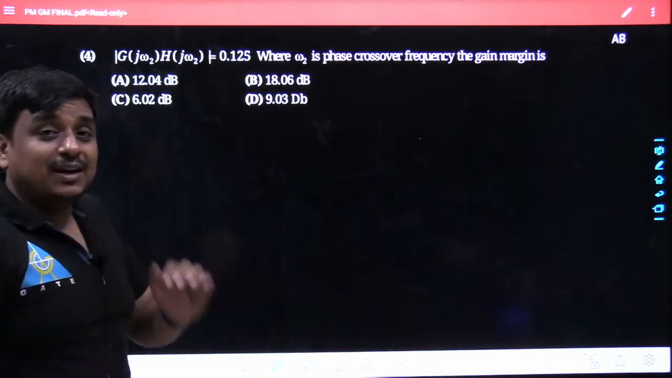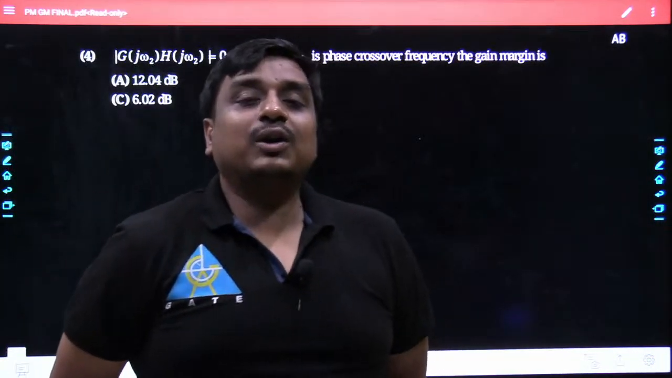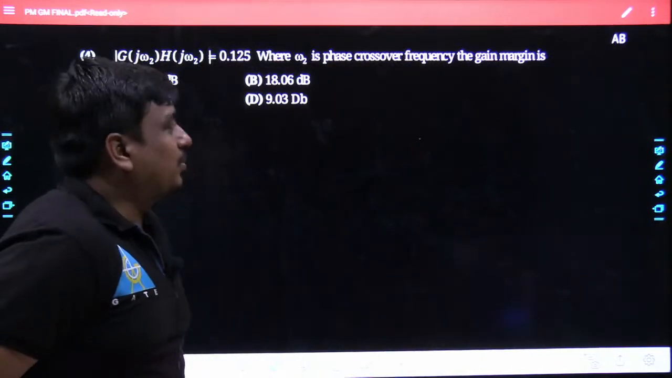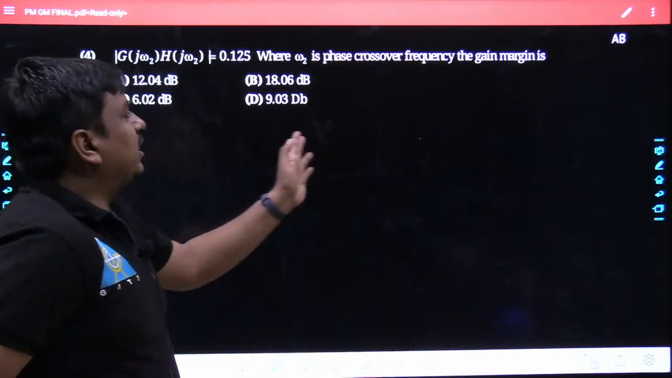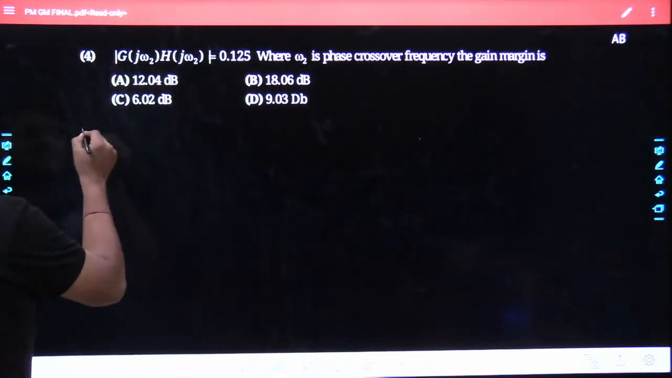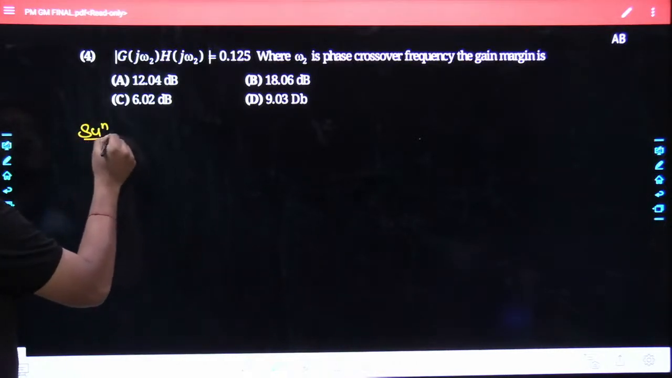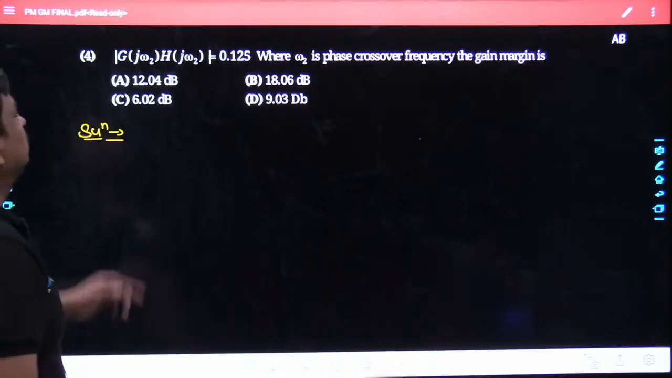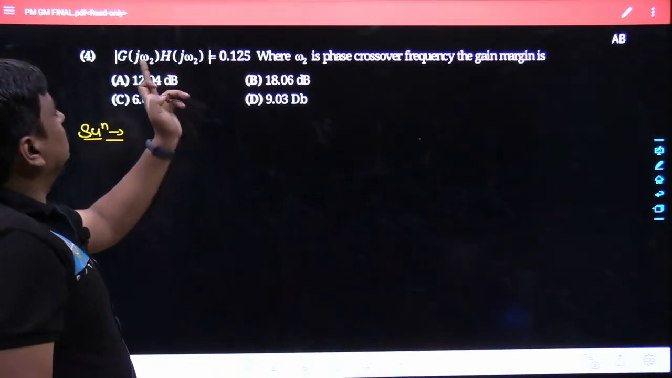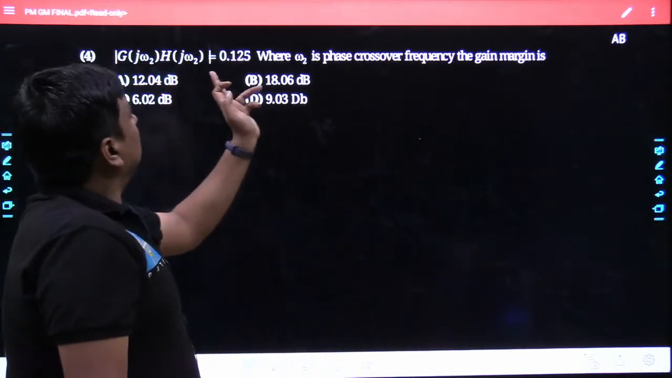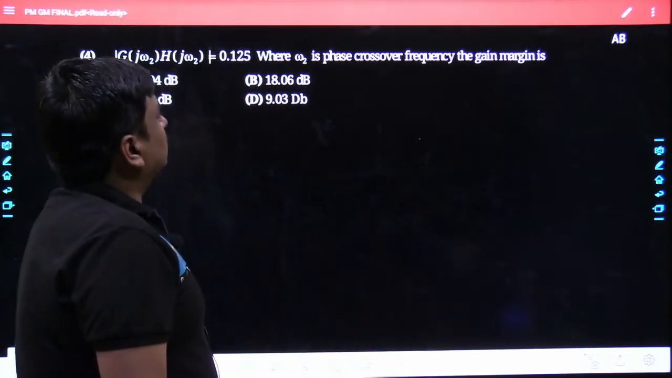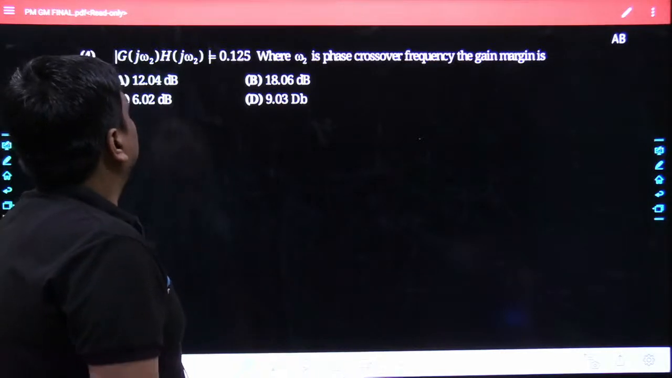A very simple design problem, although this sort of problem is not expected to come in the GATE examination. It's a very, very basic problem, and probably within 30 to 40 seconds you would be able to address it well. Tell me, what would be the best answer for this given problem? First, focus on the wording of the problem. See, |G(jω2)H(jω2)|, where ω2 is the phase crossover frequency, then gain is.